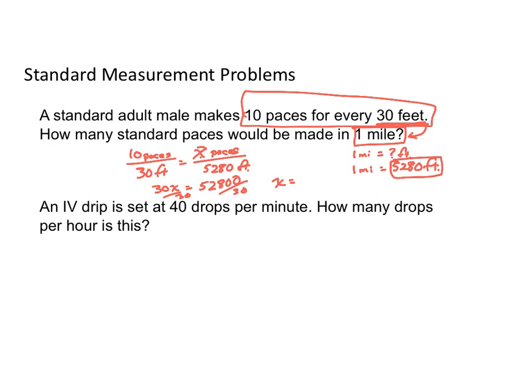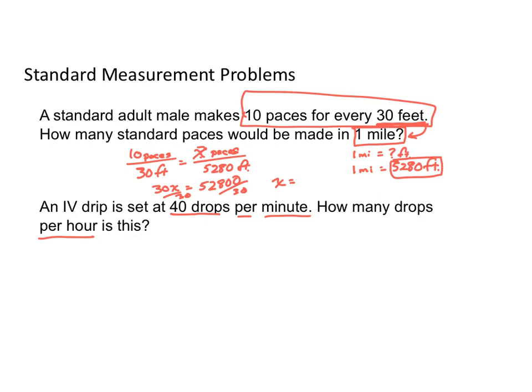An IV drip. I know some of you probably looked at that and thought, oh, a Roman numeral 4 drip. No, it's an IV drip. It is set at 40 drops per minute. How many drops per hour is this? Oh, good question. So 40 drops per minute is how many drops per hour?